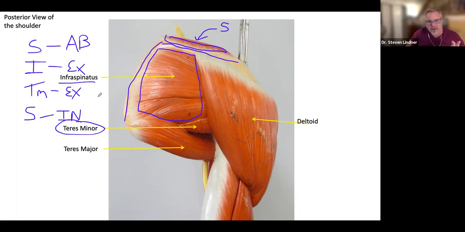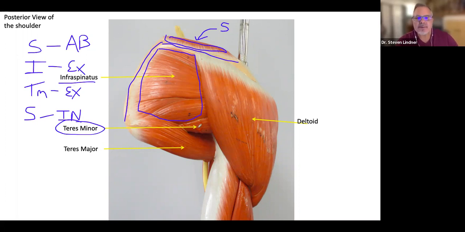What are the rotator cuff muscles? Supraspinatus, infraspinatus, Teres Minor, subscapularis. Those are the actions. AB, EX, EX, IN.